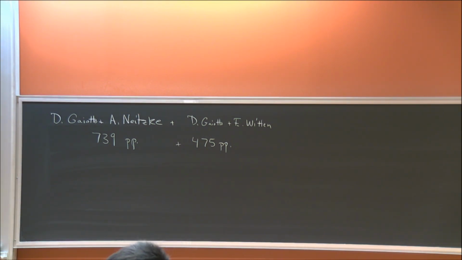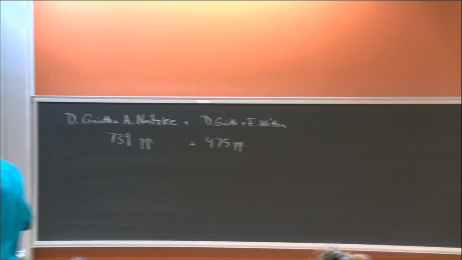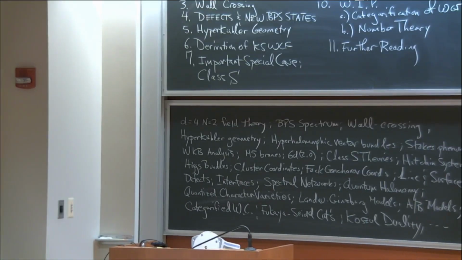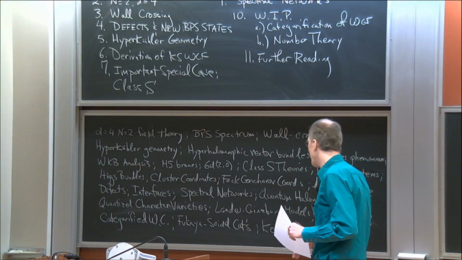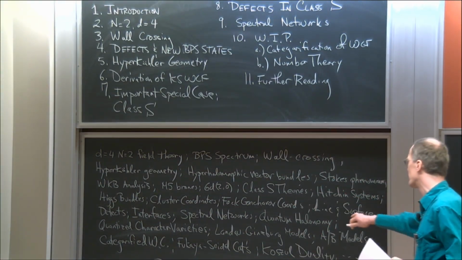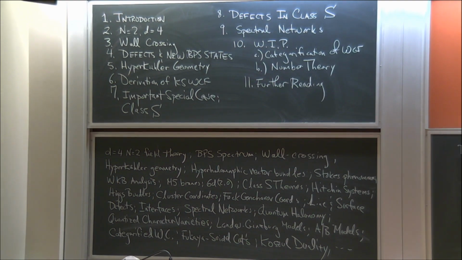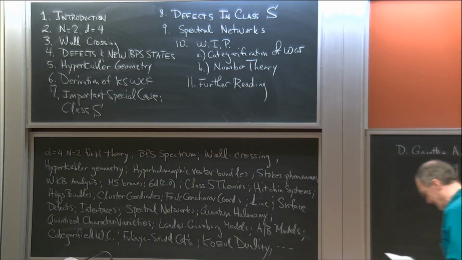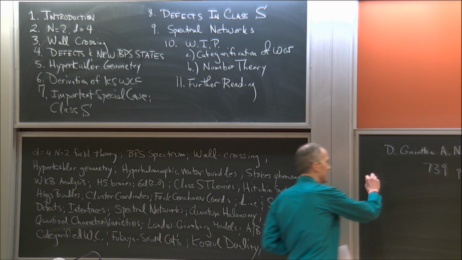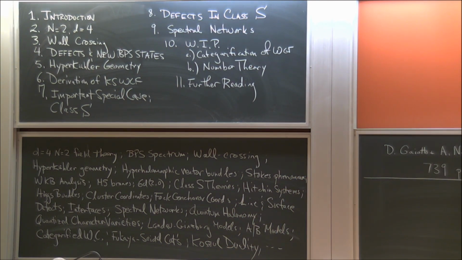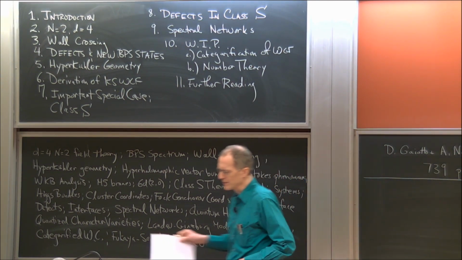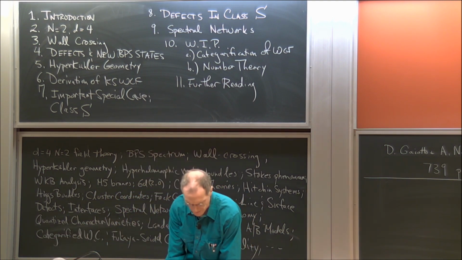So for these papers, some of the keywords are here: 4-dimensional N=2 field theory, BPS spectrum, wall-crossing, hyperkahler geometry, holomorphic vector bundle, Stokes phenomenon, and on and on. And if you're not interested in any single term on that blackboard, then why are you here? So the project starts with 4-dimensional N=2 BPS states and their wall-crossing.